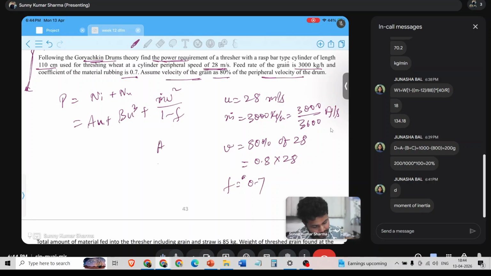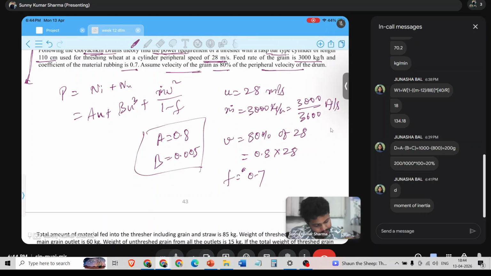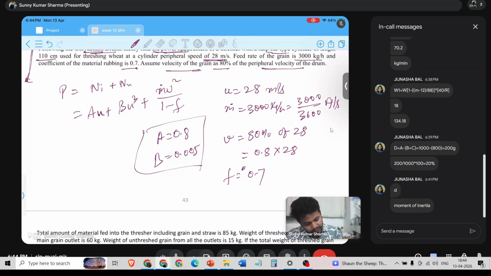Mainly you need to know A and B. So A is, I think, between 0.8 to 0.9 for this raspbar type cylinder. So A is equal to 0.8 you can take, and B we can take 0.005. This is from standard values. So from here we can calculate what is the power requirement.